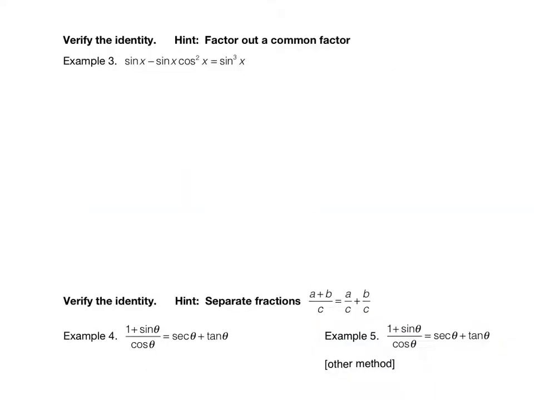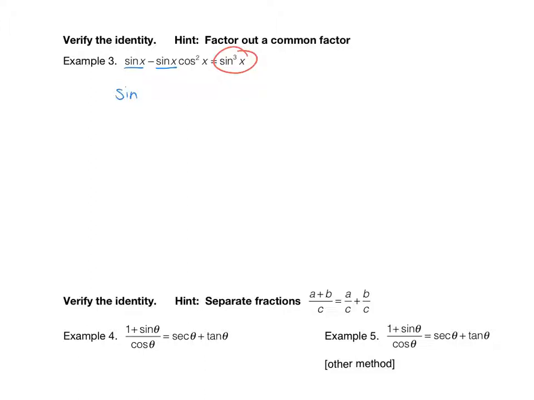Sometimes when we want to verify an identity, we don't have any terms to change into sine and cosine because they're already there. So another strategy is to factor out a common factor from all the terms. Our goal is still this side. That's way less complicated than the left. Maybe the left sometimes is the simpler one, but in this case, it's still on the right. And so what I have in both the first term and the second term on the left is the sine of x. So I can factor that out.